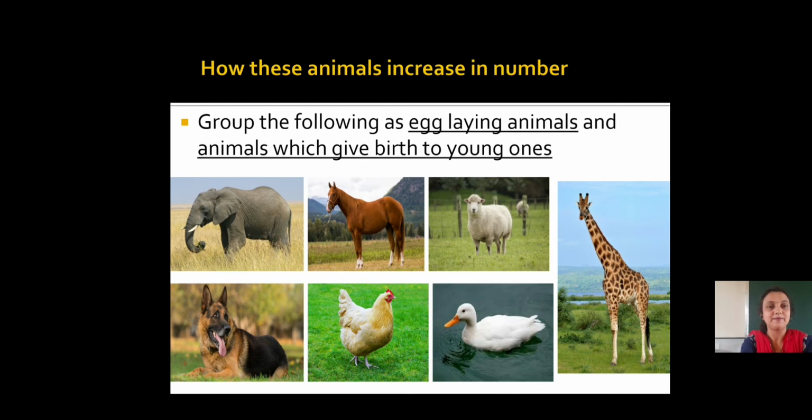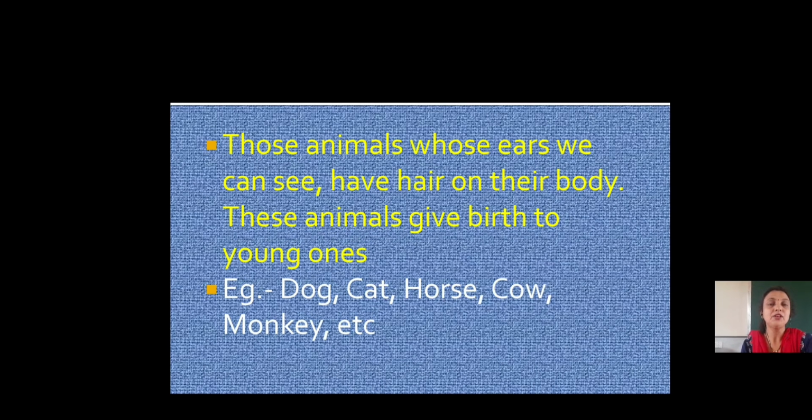Did you understand? Now let's see. Those animals whose ears we can see have hair on their body, these animals give birth to the young ones. For example, dog, cat, horse, cow, monkey, etc. Okay, and see, I will repeat the definition. Who give birth to the young ones?